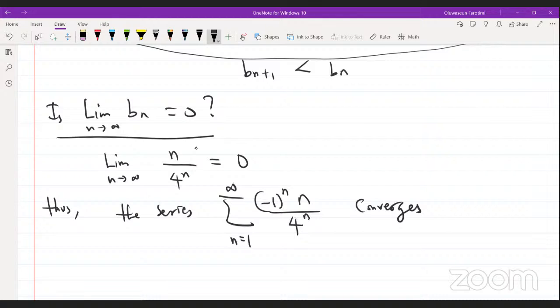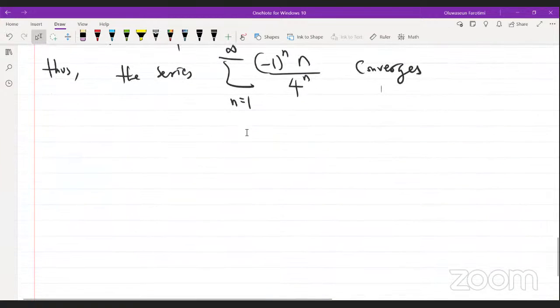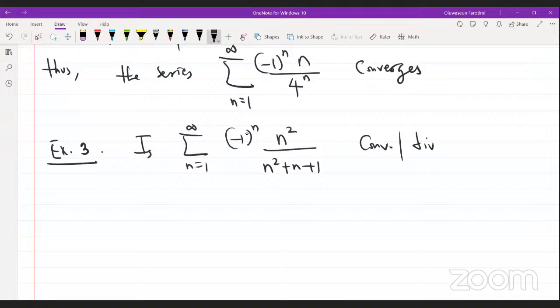Okay. Now, there's another way to show that Bn is decreasing or not. If this looks confusing, how am I going to think about this? I'm going to show you another way shortly, guys. And the last example I'm going to show you is this guy: the sum of (-1)^n times n squared divided by n squared plus n plus 1. Convergent or divergent?